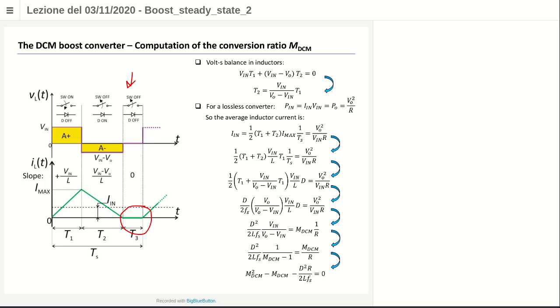And typically, the boost converter is always operated in DCM, for that specific reason, because it's easy to make a stable converter. In CCM, this could be quite difficult, because of the presence of a right half plane zero in the loop gain of your system.